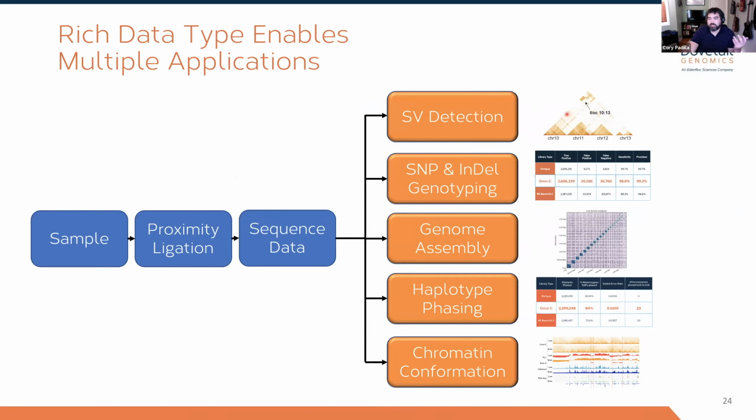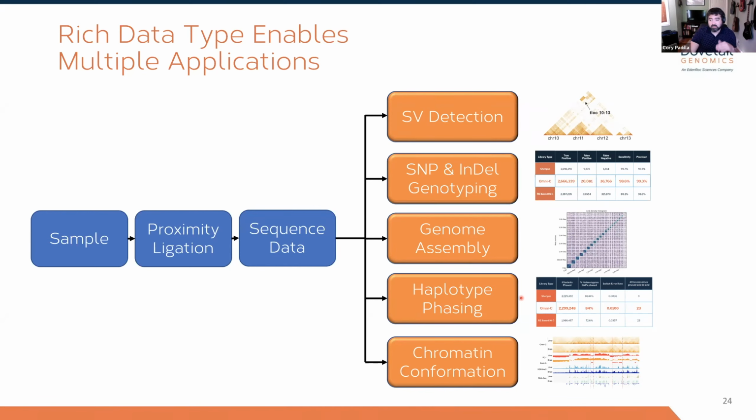That's a translocation event. Boom, it's right there in the data, right? SNP and indel genotyping you can do because we're shotgun data. We're whole genome sequencing data at its core. You can do genome assembly, which is a hallmark of using Hi-C data because you can now piece together your scaffold, or you can piece together your contigs based on that long-range information. You can now haplotype phase.